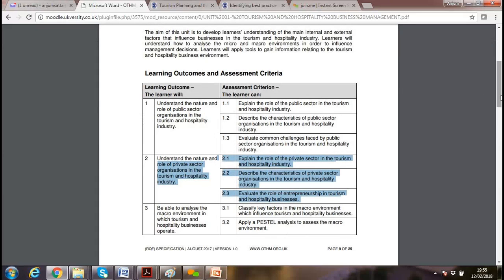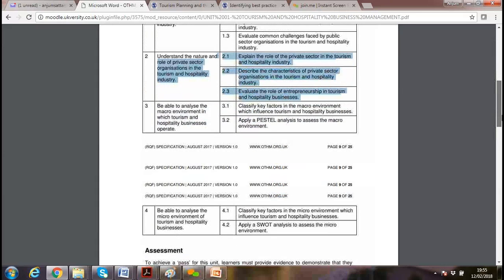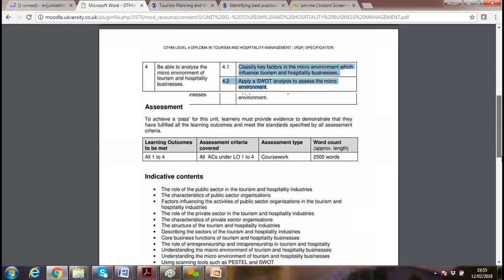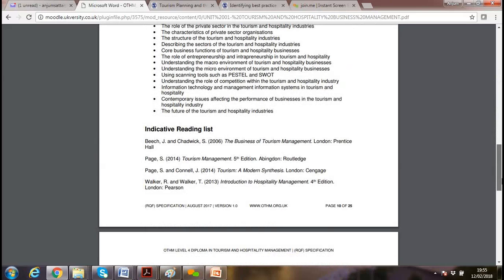And then we'll move on. LO3 is already covered during our other lesson because it's similar, and LO4 is almost similar too. It's quite a small unit.